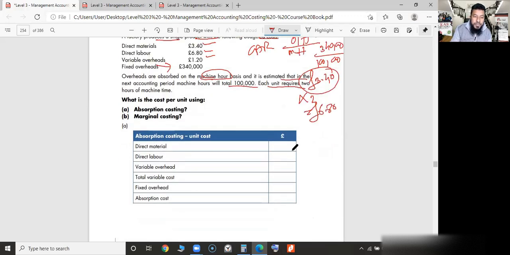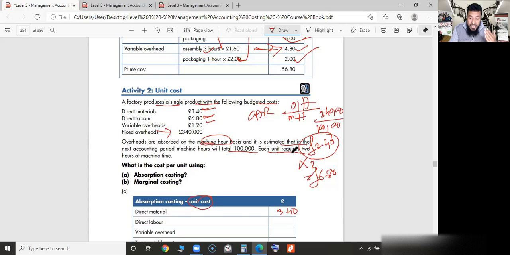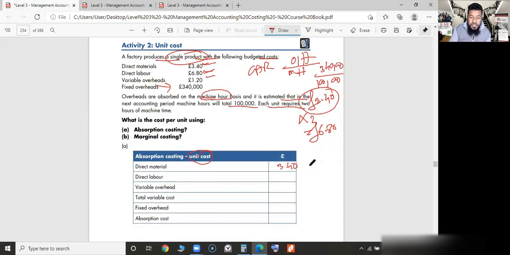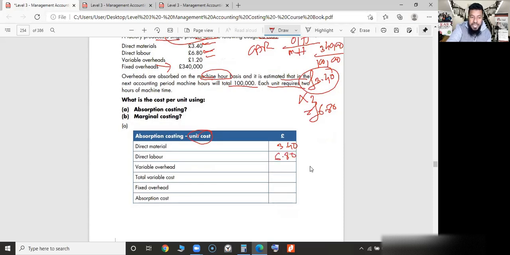Now, people, most of the work I have actually done for you. Let me do it for you. The other one maybe you do. Material 3.4 per unit. People do remember 3.4. Direct labor again per unit. They said it. Single product means per unit, so 6.8. I just need calculation from you.